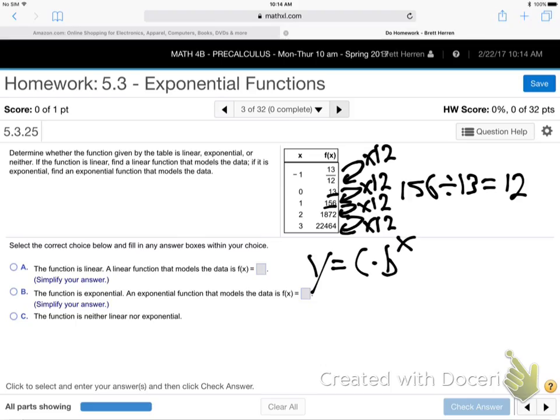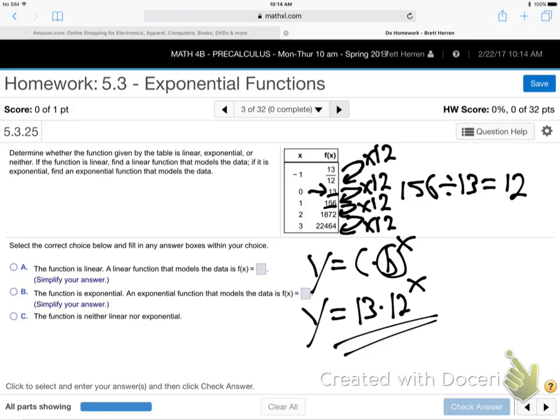Equation is c times b to the x. What's the b? The b is the 12. It's that number being multiplied every time. What's the c? Yeah, it's the number across from 0. So it's 13 times 12 to the x. You could plug into the table. That would give you any of those values.